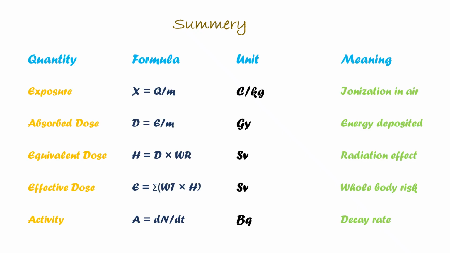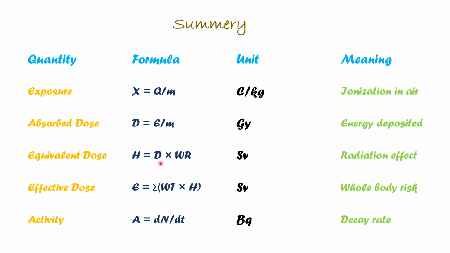Summary. Here is the summary of the entire lecture: quantity, formula, units and meaning. Like exposure, its meaning is ionization in air. Its formula is dq by dm, meaning charge deposited per unit mass. Its unit is coulomb per kg. Another quantity is absorbed dose. Its meaning is energy deposited per unit mass, that means dE by dm. Its unit is Gray.